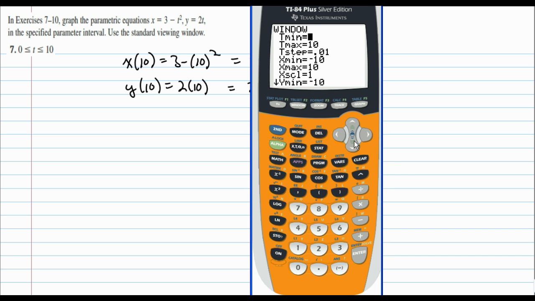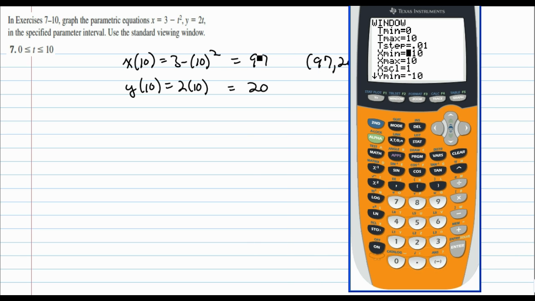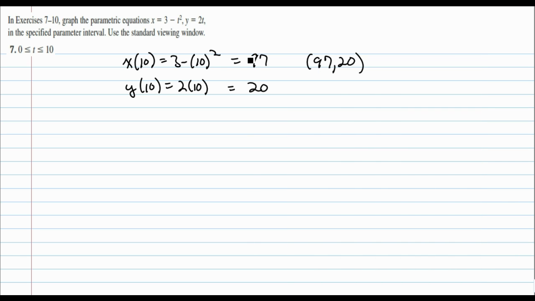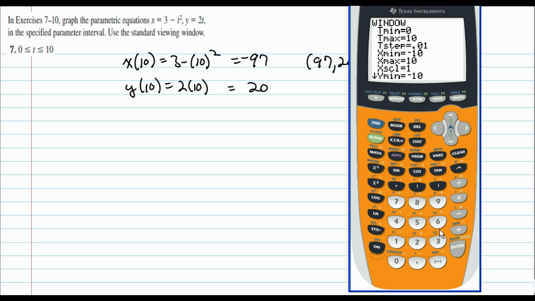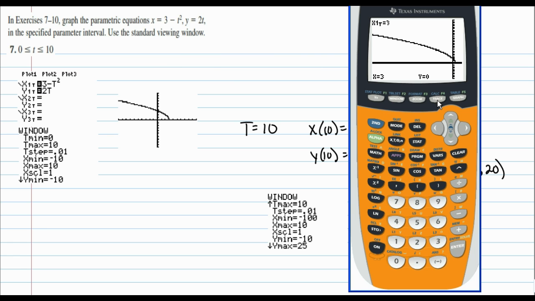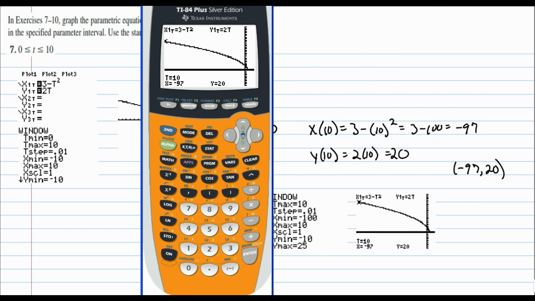So I'm going to change my standard viewing window, my x min to be negative 97. And then I'll change my y max, since it's only at 10 right now. I want to see 20, so maybe 30. So if I hit trace, and I want to see what happens when t equals 10, there is my point, negative 97, 20, just like I had predicted.